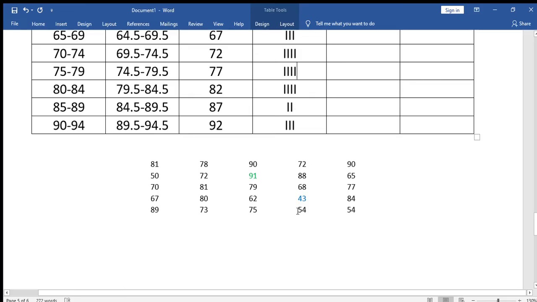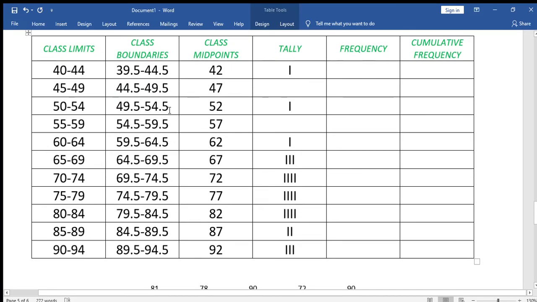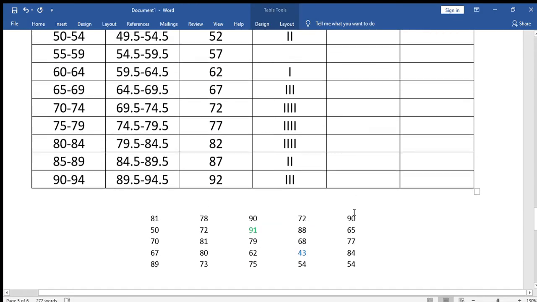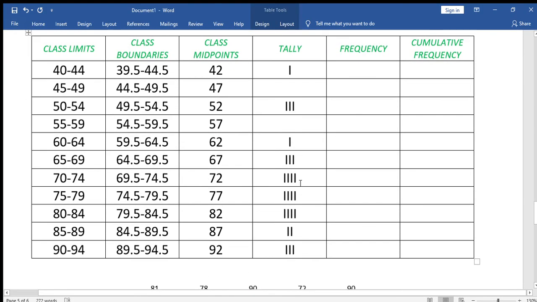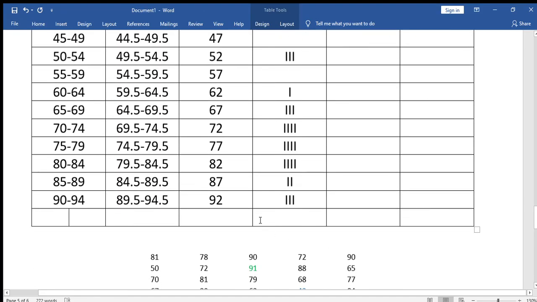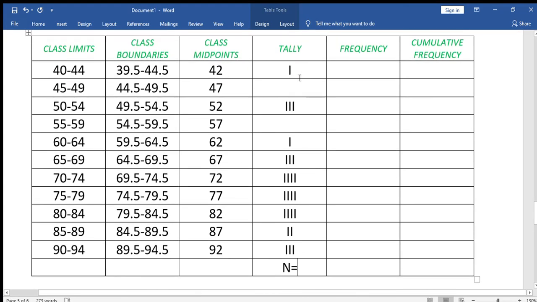Then we have 54. It will be placed at 50 to 54. Then we got another 54, so that will be put here at 50 to 54. Okay, so once we are done, you have to take note: there are 25 scores. If you add all of these, you will arrive at your n. Your n must be equal to the total number of scores. So let us add them.